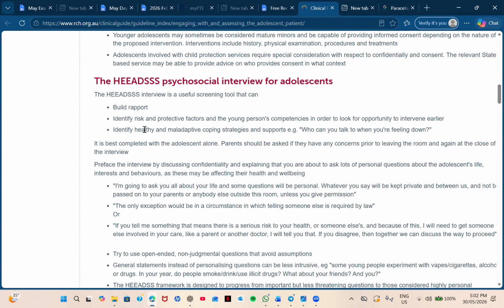We have to build rapport first, then identify risk and protective factors and the young person's competencies, in order to look for opportunities to intervene earlier. Then identify healthy and maladaptive coping strategies and support systems. As an example, this child is pregnant, has left home, and is now living on the streets.